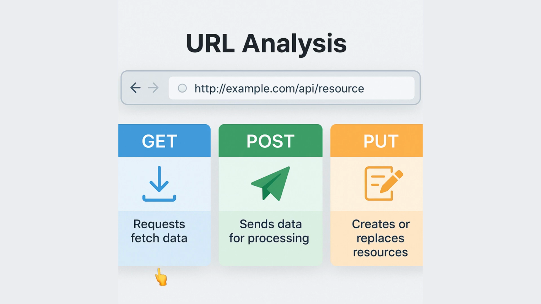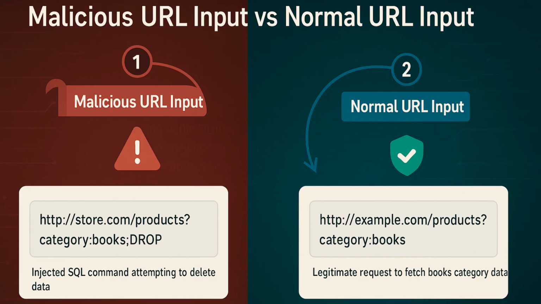You have the GET command. This is a request to fetch data. POST means send data for processing. PUT means create or replace resources. For example, a normal user attempting to fetch, aka GET, a list of books from an online store would process it as this. A malicious GET request with injection would use this. Notice here the attacker tries to inject a SQL command to delete the users table. Understanding these differences helps you to spot attacks hidden in seemingly normal URLs.